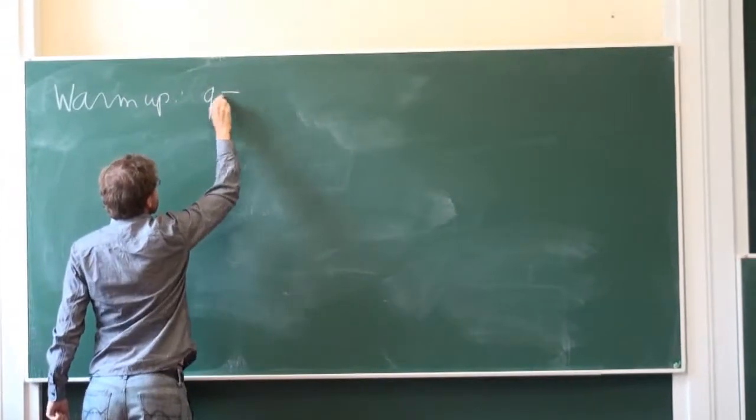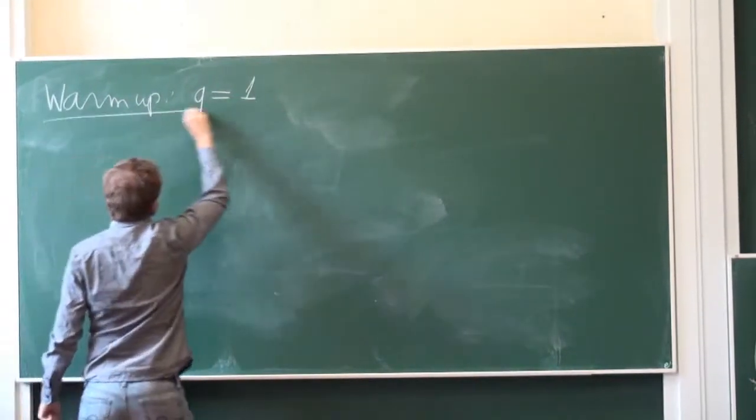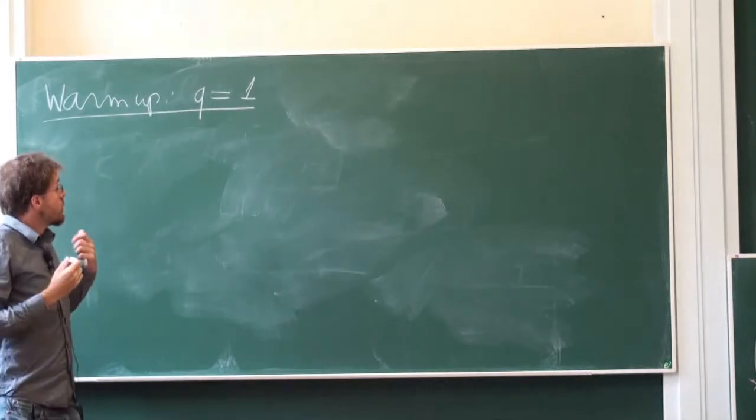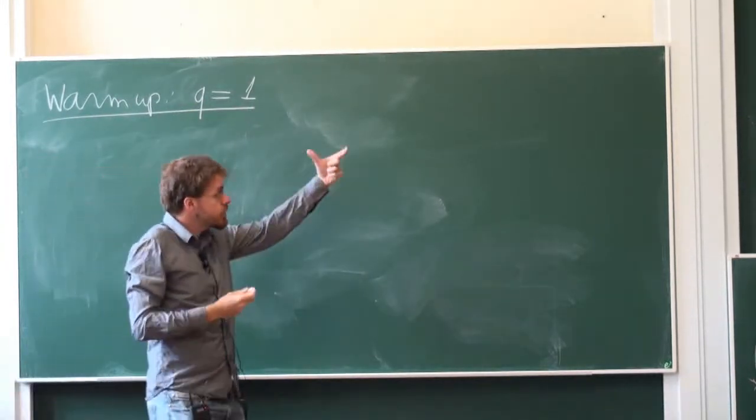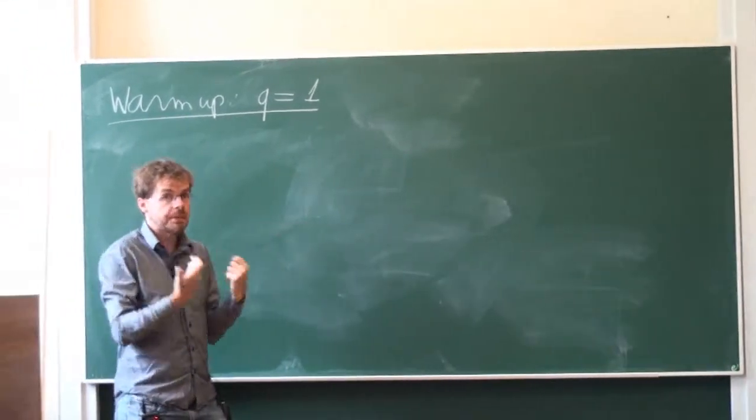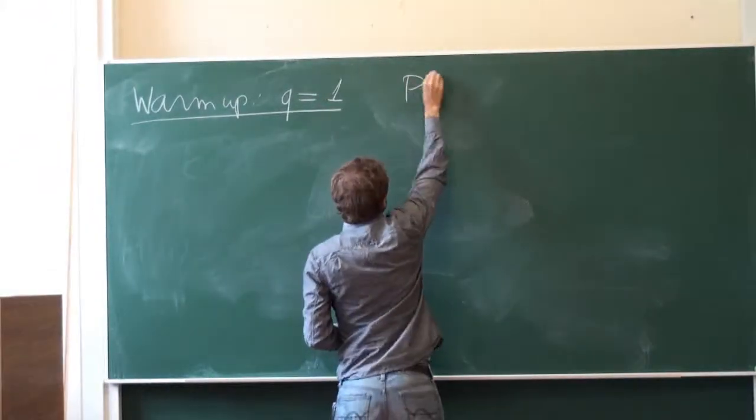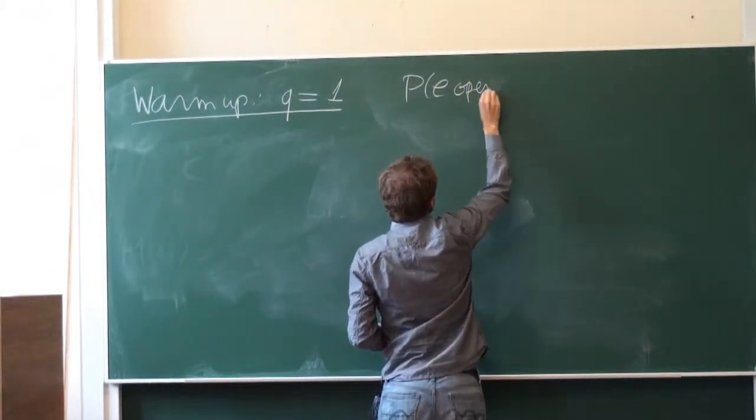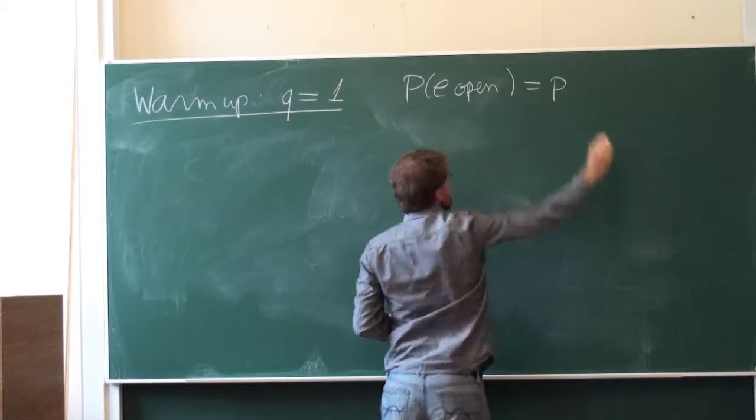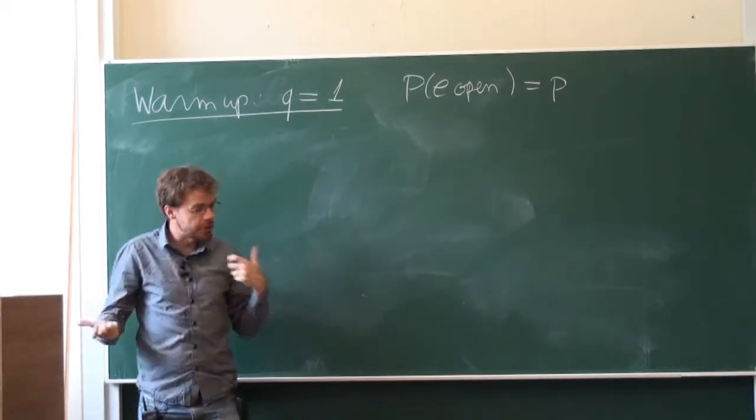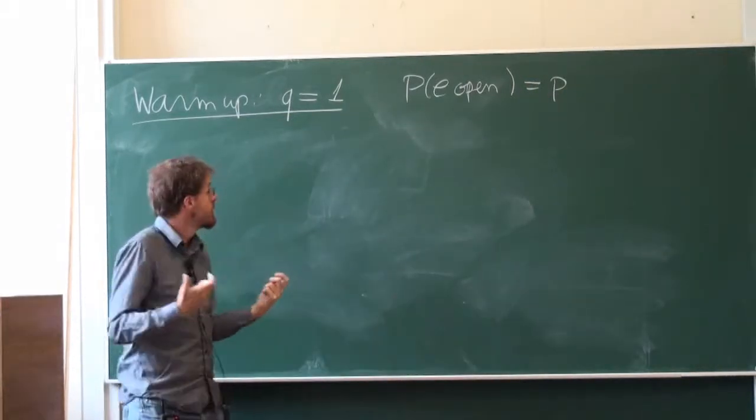So percolation is the case q equal to 1. What do you do for percolation? You say that each bond is open with probability p. So the probability that e is open is equal to p, and these events are independent across different bonds.